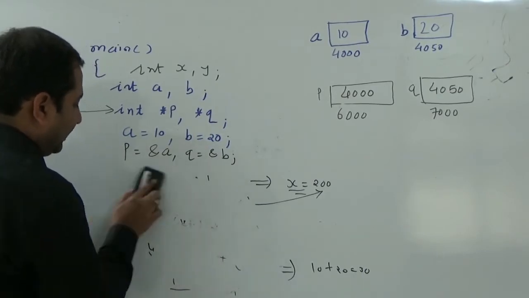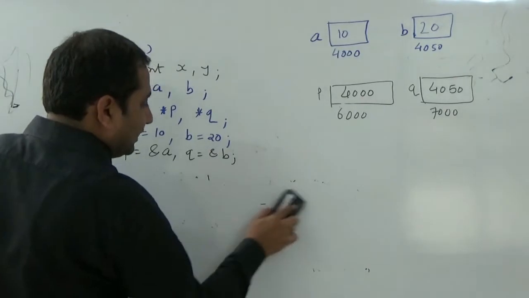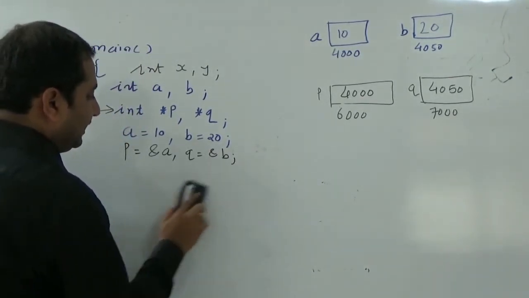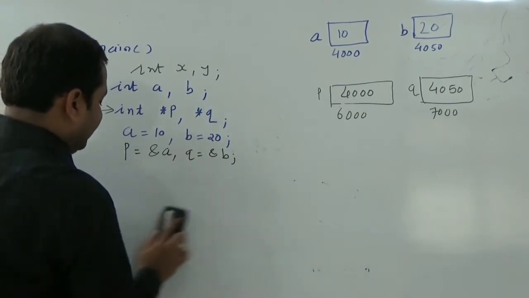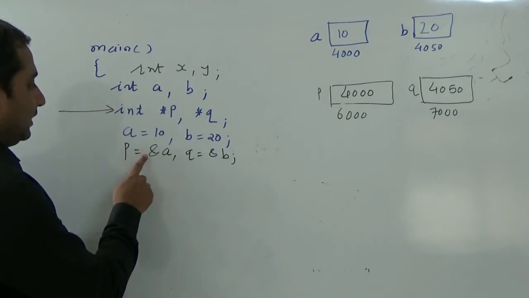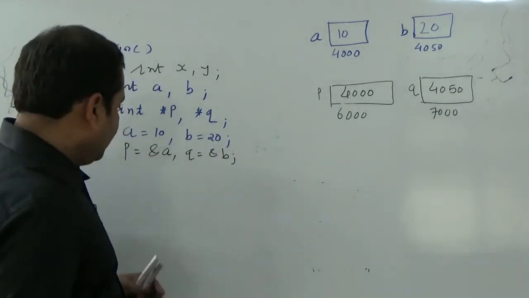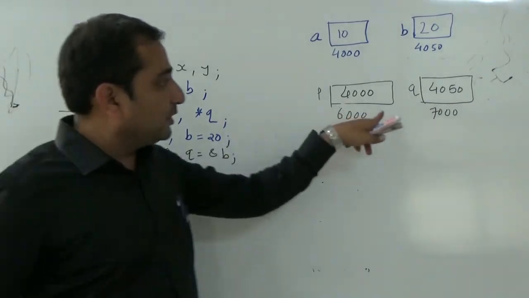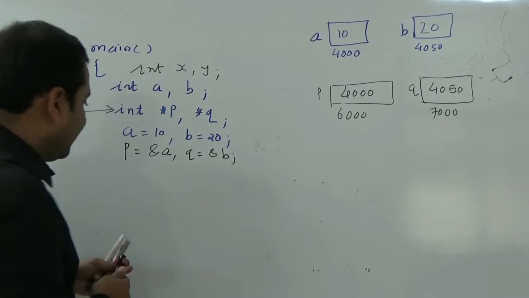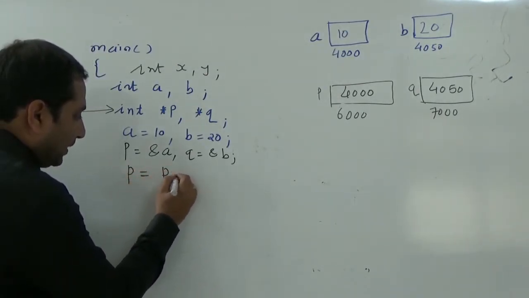Again, if you look at this program, what we have started with is, we have declared the two variables a and b. We have given the values 10 and 20. We have declared the two pointer variables p and q, and we have assigned some value to them. p has been given the address of a, q has been given the address of b. So now p is 4000, q is 4050. Now see, what I am doing is, I am doing p is equal to p plus 1.